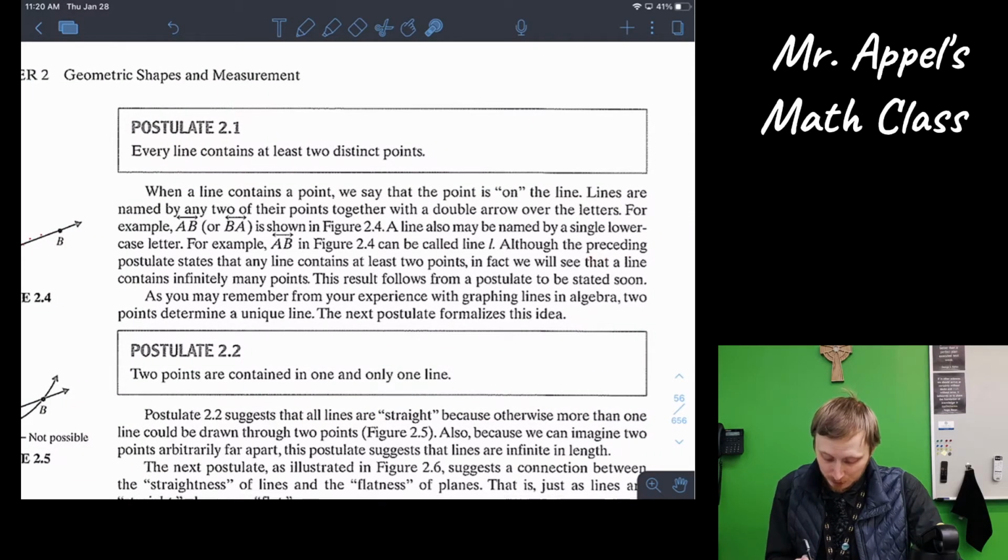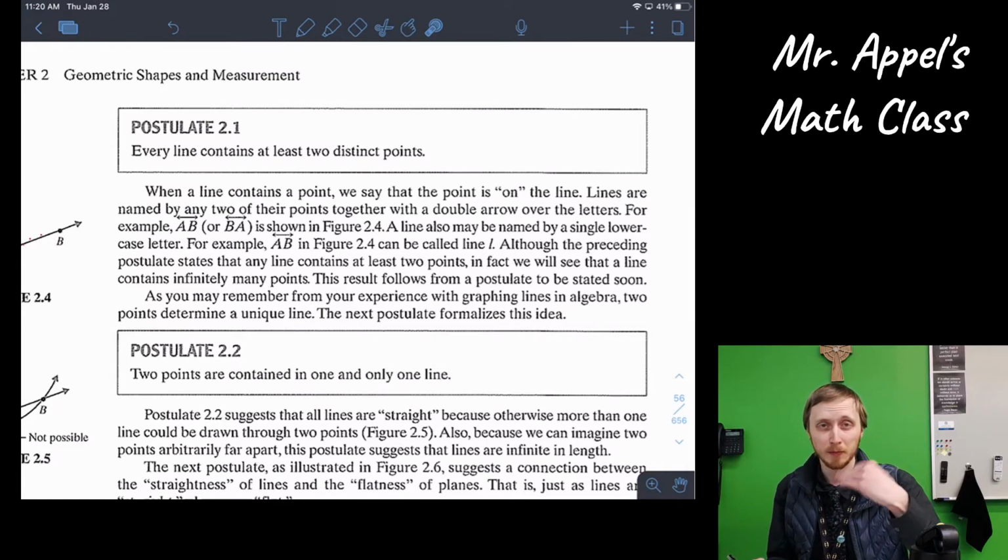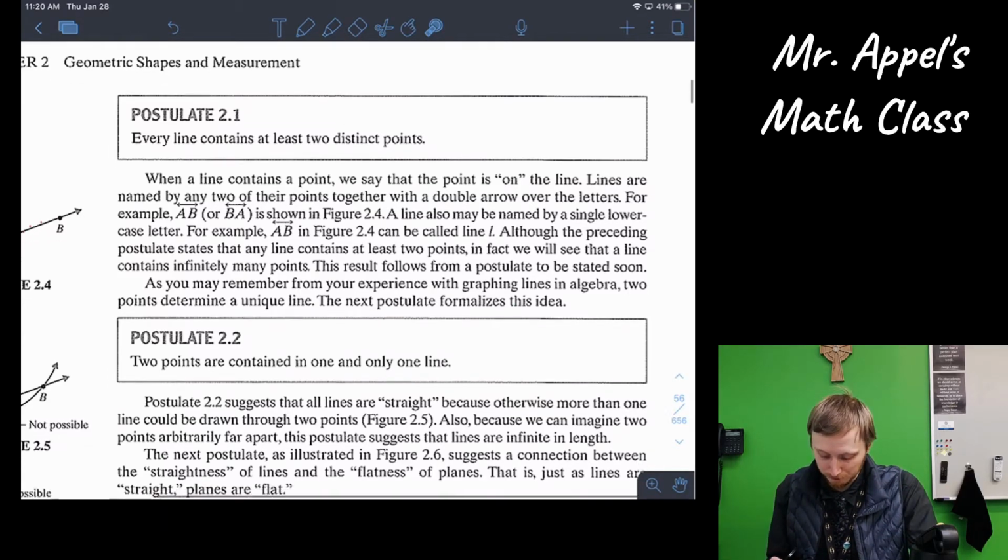Although the preceding postulate states that any line contains at least 2 points, in fact, we will see that a line contains infinitely many points. This result follows from a postulate to be stated soon. As you may remember from your experience with graphing lines in algebra, 2 points determine a unique line. You recall the point-slope form of a line. The next postulate formalizes this idea.